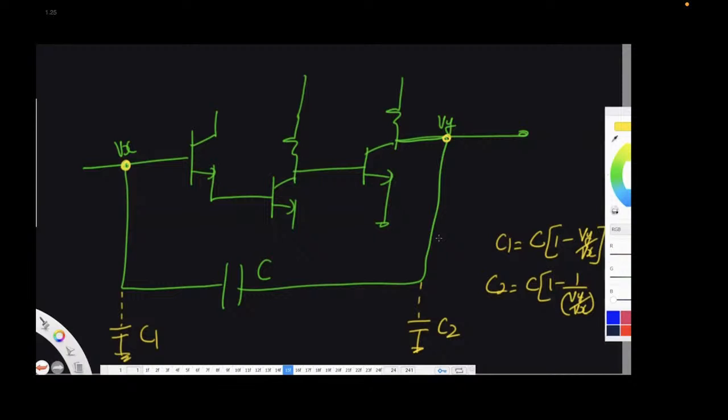But remember, the answer is quicker, but it is not accurate. You will not get accurate answers with Miller's theorem. That is why Miller's theorem is also called Miller's approximation.